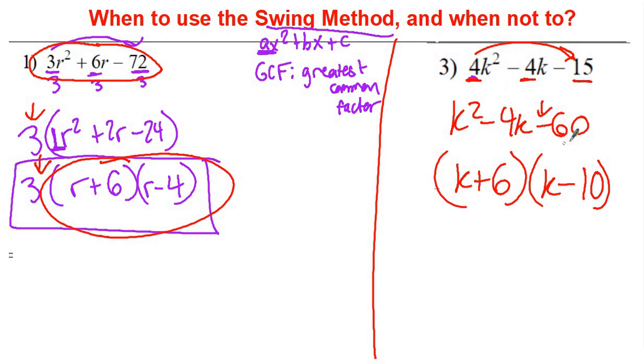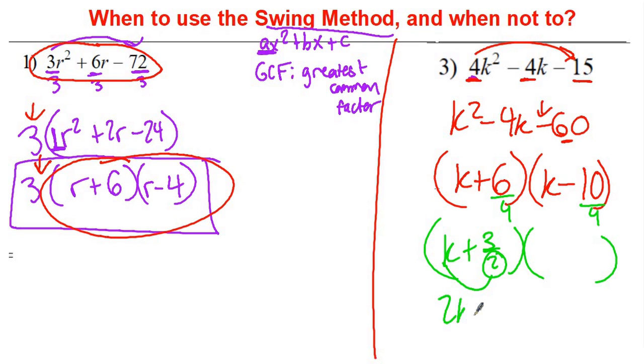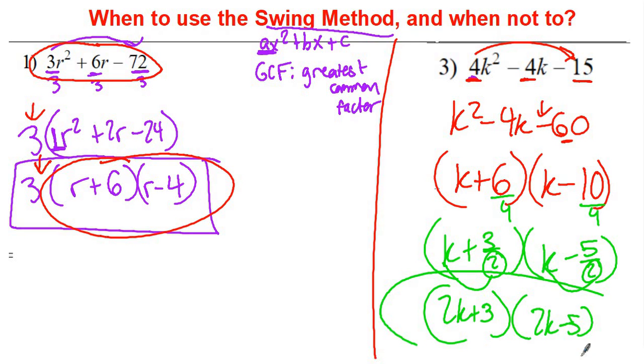Okay, remember the 4 got swung over here, so we need to get it out by dividing it, because we got it there by multiplying it. Okay, 6 over 4 reduces to 3 over 2, and we'll have to swing that in front. And then 10 over 4 reduces to 5 over 2, and we'll again have to swing that in front. And here's the factored version. Hopefully you see the difference when you need to have a greatest common factor out front versus when you can't have one out in front.